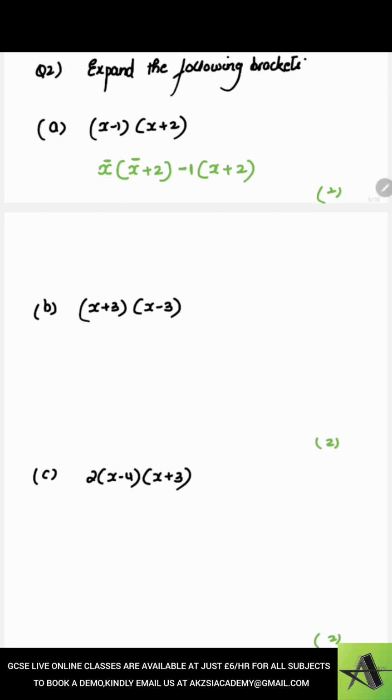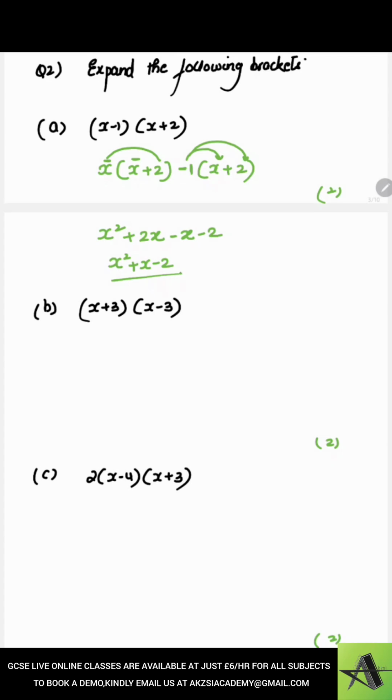X times x is x squared. X times 2 is 2x. Minus 1 times x is minus x, and minus 1 times 2 is minus 2. On simplifying, you'll get x squared plus x minus 2.